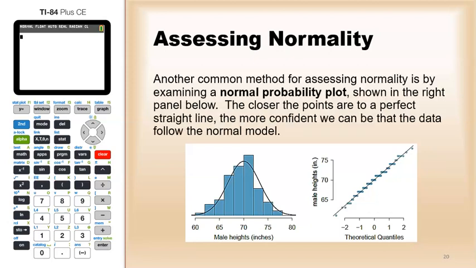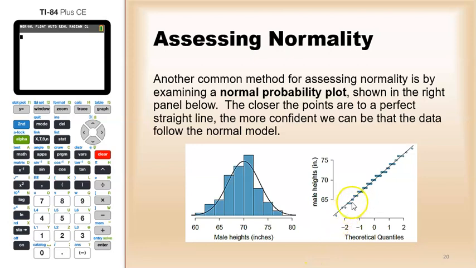Another common method for assessing normality is given by the normal probability plot, which you see on the right. The closer the points are to a perfect straight line, the more confident that we can be that the data follow the normal model.